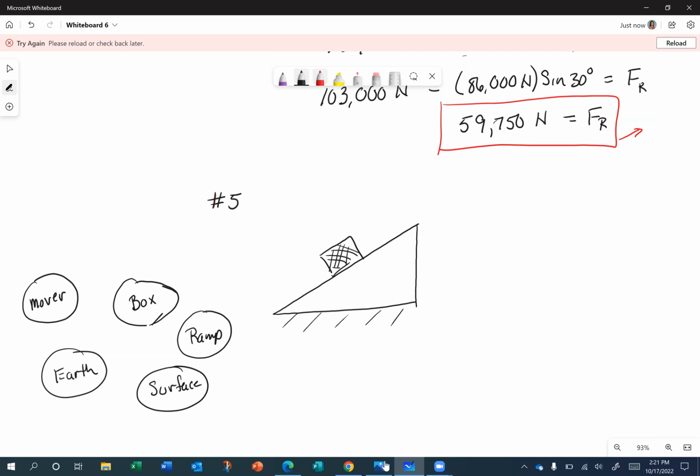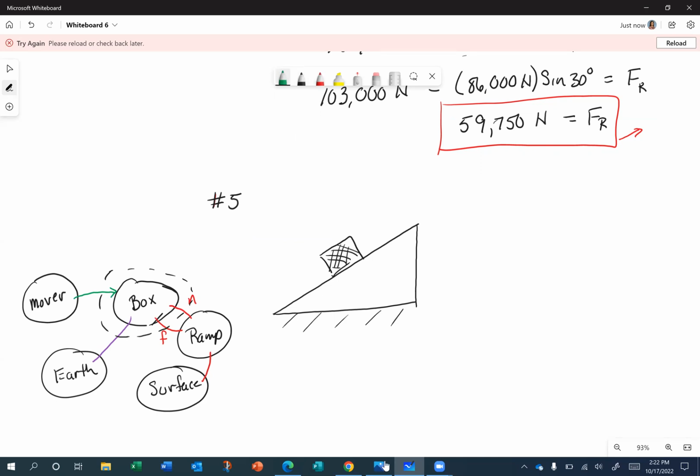So with these forces, what you know is the surface acts on the ramp. The ramp is what acts on the box with a normal force and friction. So I'm going to label those separately. The earth pulls down on the box, gravity, and the mover is pushing up on the box to keep it from sliding back down so much. So if we were to make our boundary system right here, we should have 4 forces acting on this box.